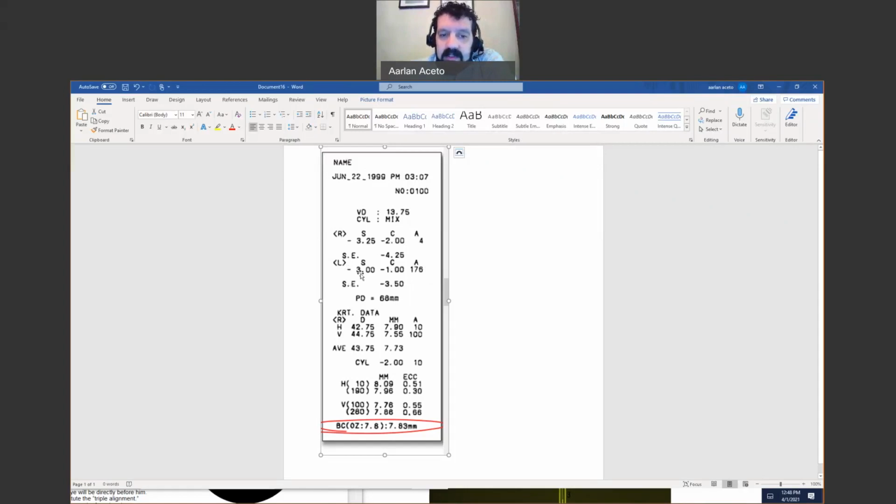Again, this also, minus 3 with a minus 1, it gives us a spherical equivalent. You can either take half of the cylinder and add it to the sphere algebraically, or take the sphere and the total power and take the average. Either way, it's a minus 3.50 spherical equivalent for this left eye.